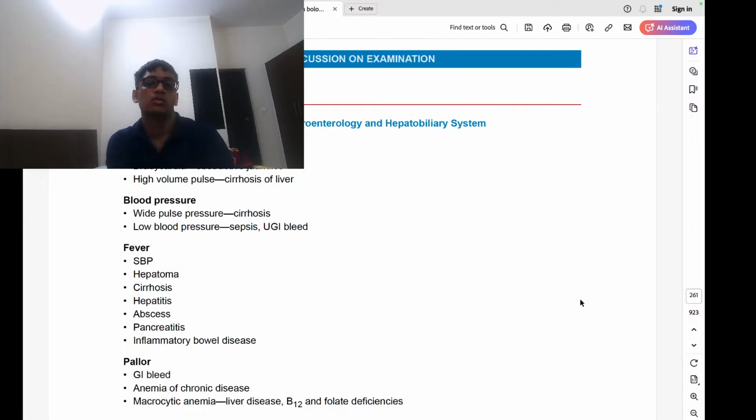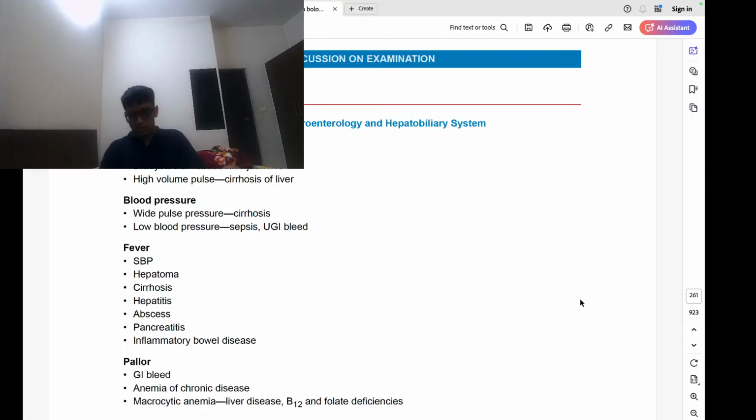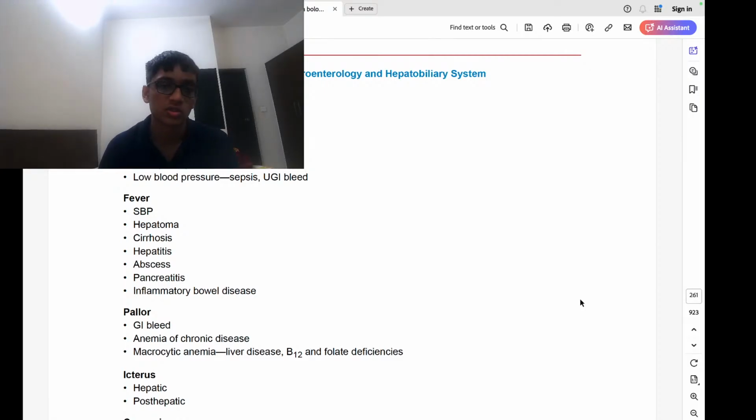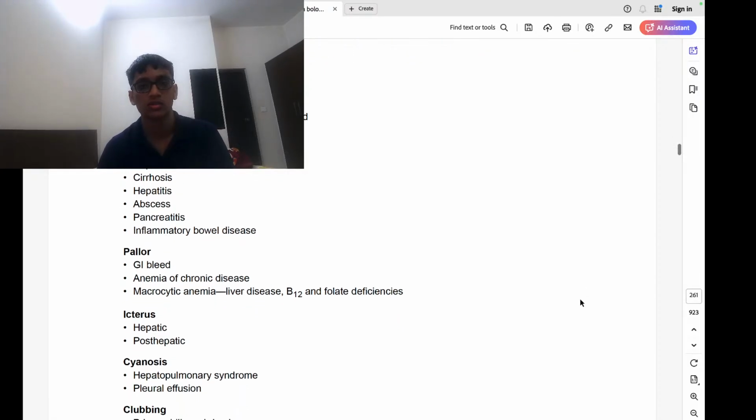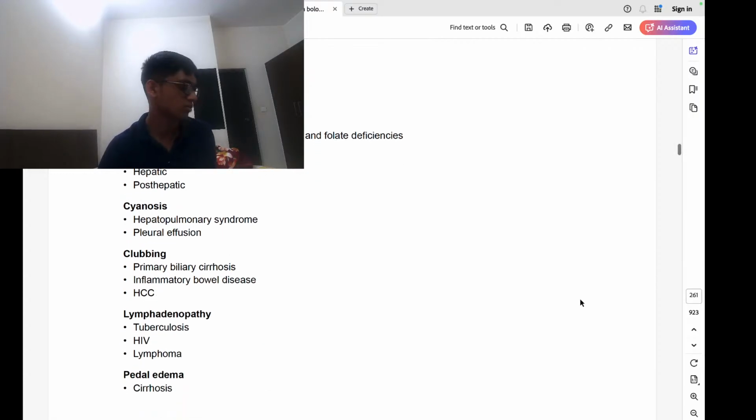Okay, discussion on examination. You have general physical examination. Pulse: tachycardia is seen in anemia and hypovolemia. Bradycardia is seen in obstructive jaundice. Hyperdynamic pulse is seen in cirrhosis of liver. And blood pressure: wide pulse pressure is seen in cirrhosis. Low blood pressure is seen in sepsis and upper gastrointestinal bleeding.